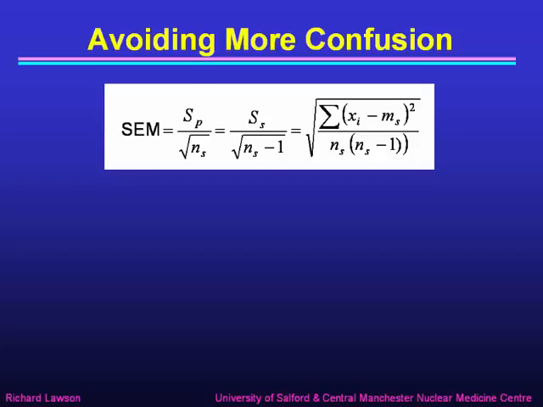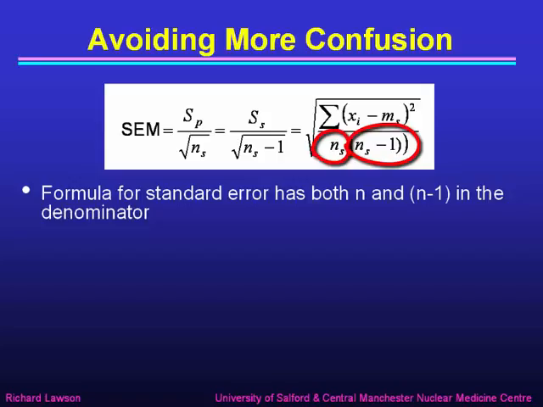Now remember the confusion about n and n minus 1? Let's just revisit that, because we've seen that the standard error of the mean can be defined as the population standard deviation divided by the square root of n, or equivalently the sample standard deviation divided by the square root of n minus 1. And if you go back to the formula for calculating standard deviation as sigma (x minus m) squared, it has a root n in the denominator, and if we add the extra n minus 1 to calculate the standard error of the mean, we see that the formula for standard error has got both an n and an n minus 1 in the denominator.